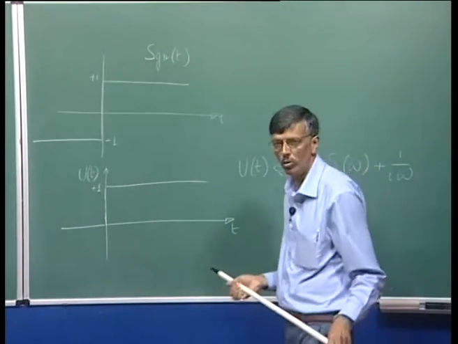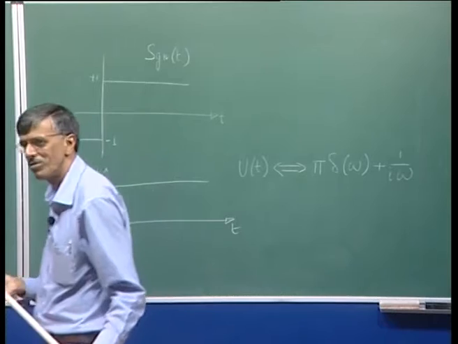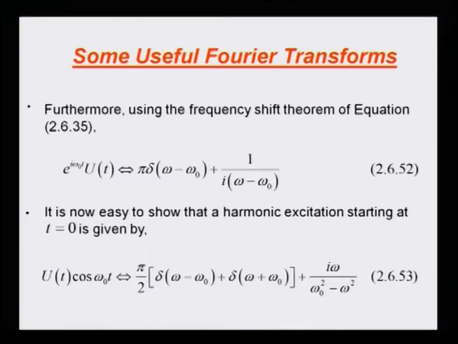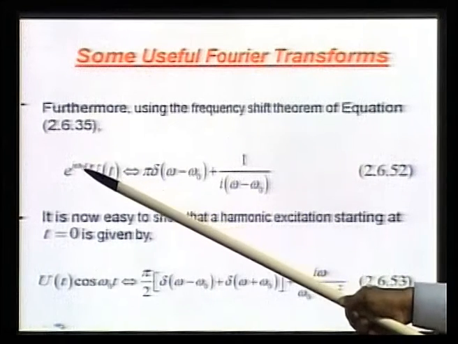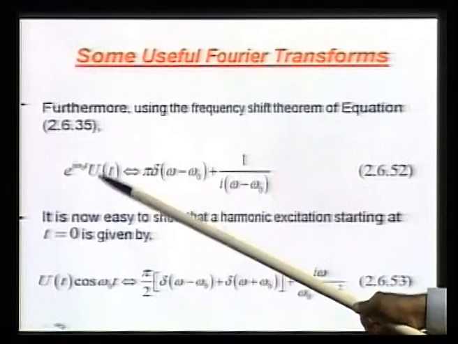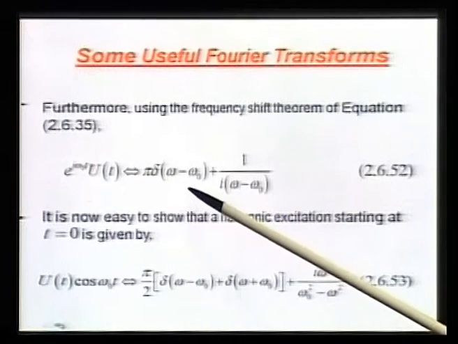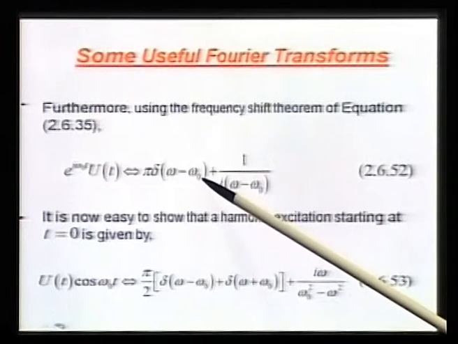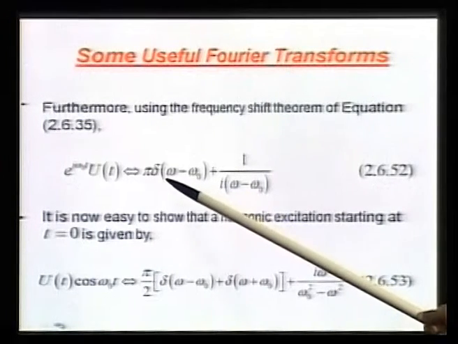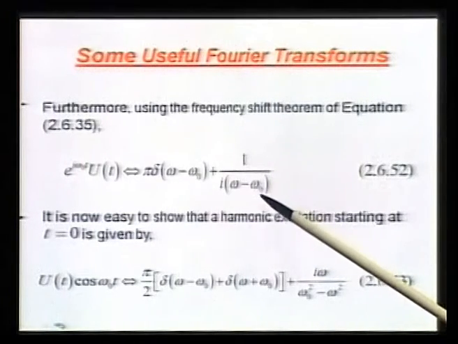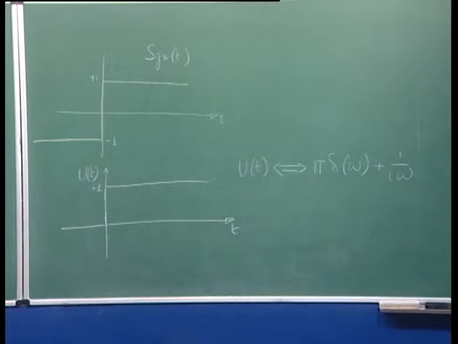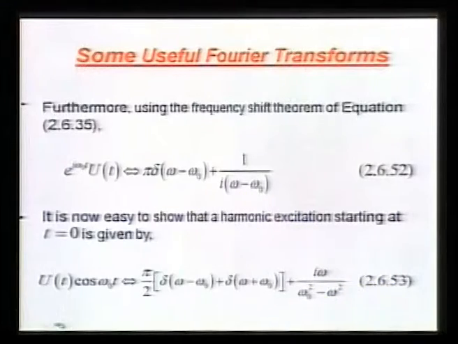So now what we could do is use the frequency shift theorem. If I take u of t and multiply it by e to the power I omega naught t, then I will shift the origin from omega equal to 0 to omega naught. So this argument will become this, and this will be this. You can very clearly see the utility of this.